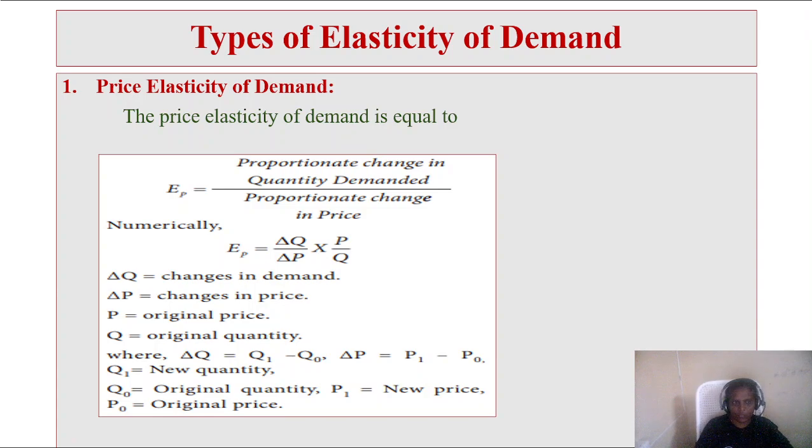The first one is price elasticity of demand. This price elasticity of demand we can write in a very short form: EP is equal to proportionate change in quantity demanded divided by proportionate change in price. This EP is nothing but price elasticity of demand. In short, in economic terms we write it as EP.